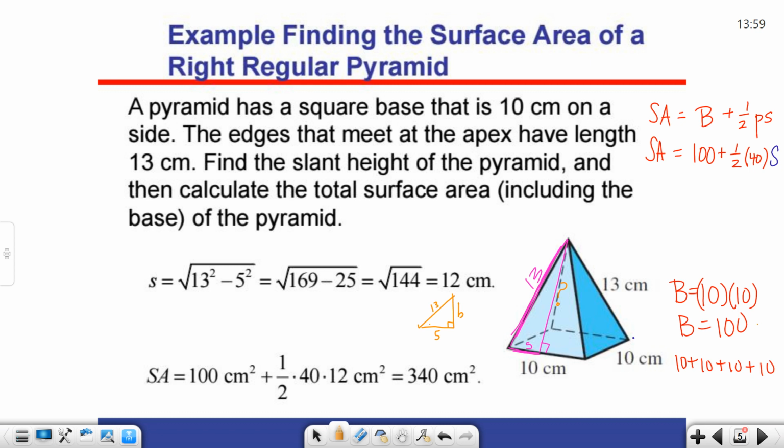So I'm missing this leg over here. Remember, we're going to say C squared equals A squared plus B squared. So C squared would be 13 squared, and A could be 5 squared, and B squared. So 13 squared is 169, equals 25 plus B squared. If I move this 25 over, I get that 144 equals B squared. Take the square root of that, and B would be 12. So your slant height there is the value 12.